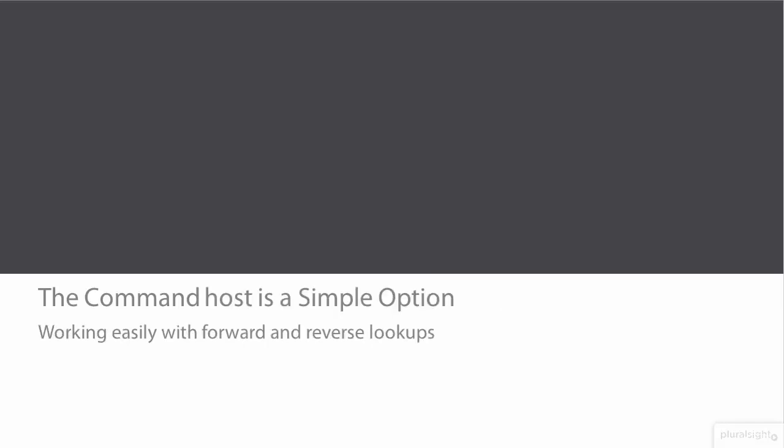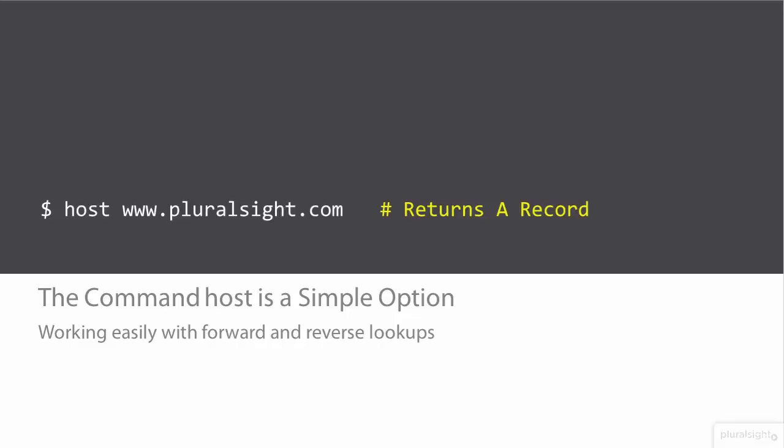Especially if all we're looking for are our address records or our PTR records, then we can use host www.pluralsight.com, and then we're going to get the address records that represent pluralsight.com or www.pluralsight.com. If we use it against an IP address, then we're actually doing a reverse lookup, and we're going to get the pointer record, so the host name that is represented by this IP address.